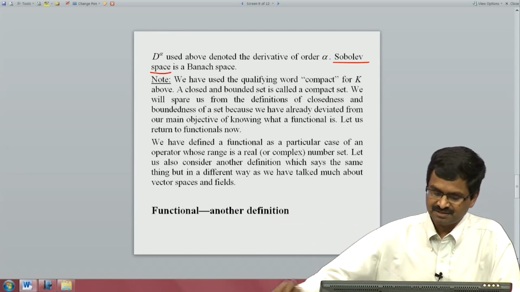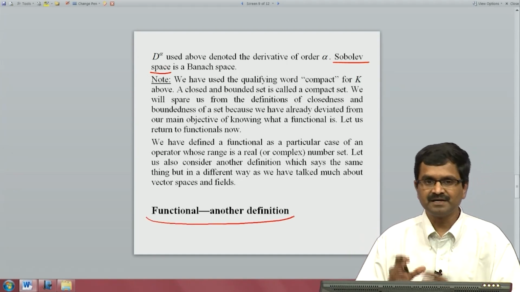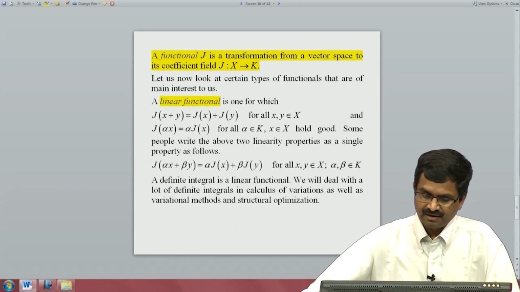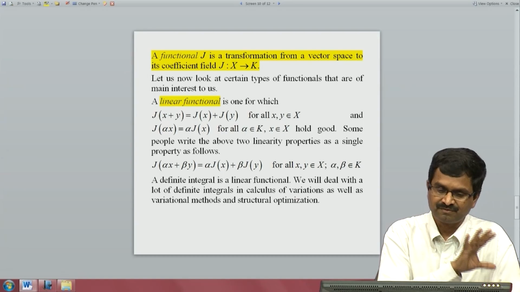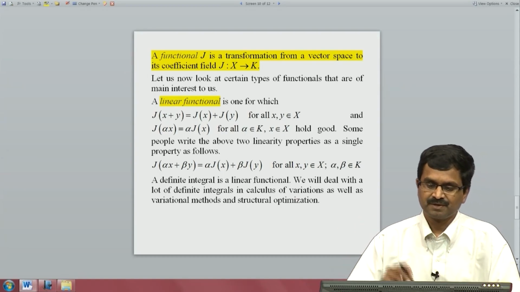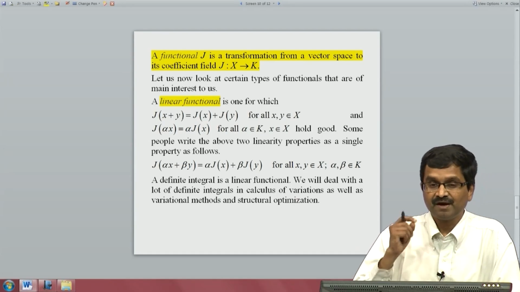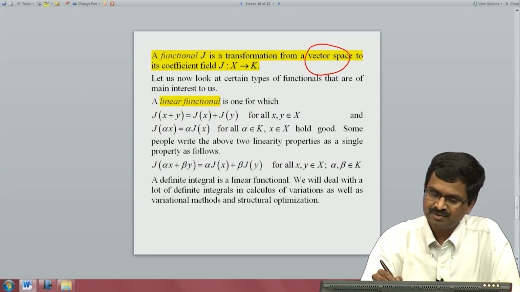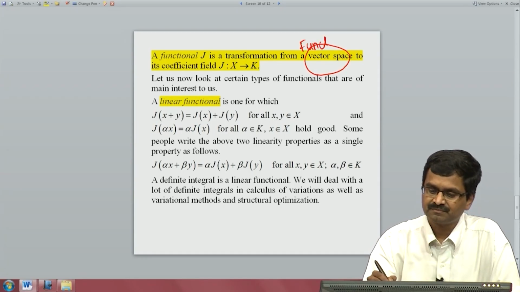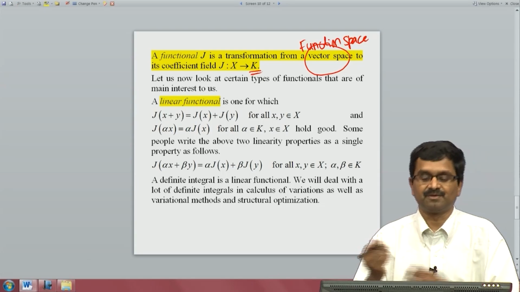Having understood these spaces, now let us take another definition of a functional before we leave it. We said a functional is simply a mapping from a function space, which we understand a little bit more than we knew before, to a real number space. So, basically this definition says that a functional is a transformation from a vector space, or a function space, to the coefficient field, meaning the k that we have, the real numbers.